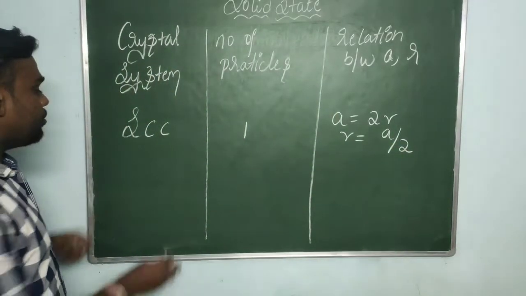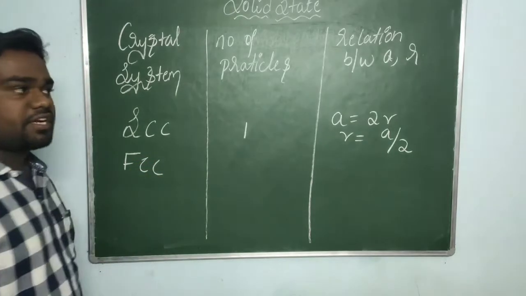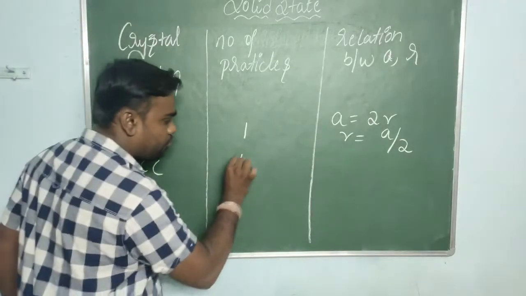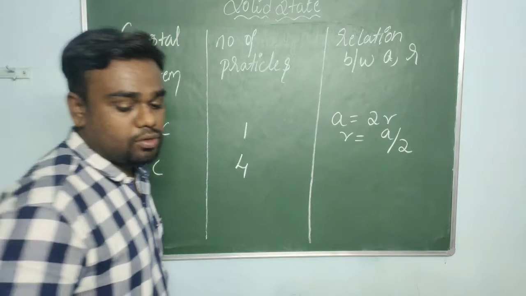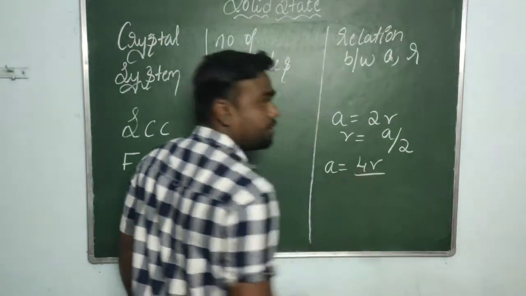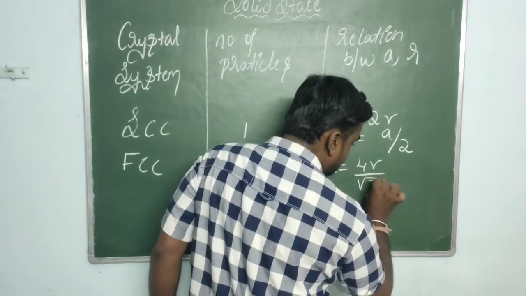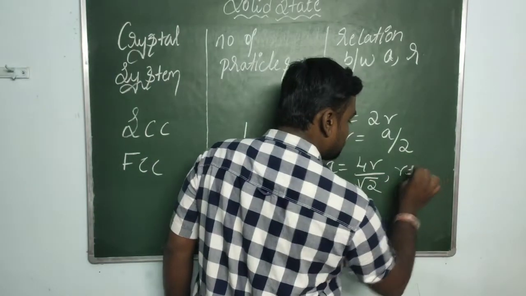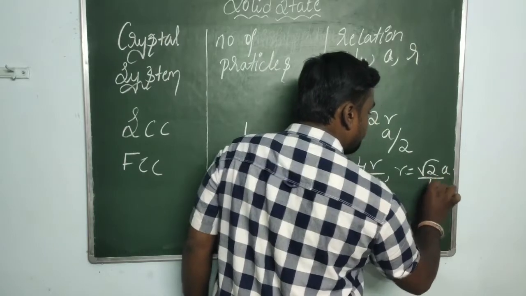When it comes to FCC, FCC is nothing but face centered cubic. The number of particles is 4. Here, what is the edge length? A is equal to 4R by root 2. Then what is the radius? R is equal to root 2 A by 4.